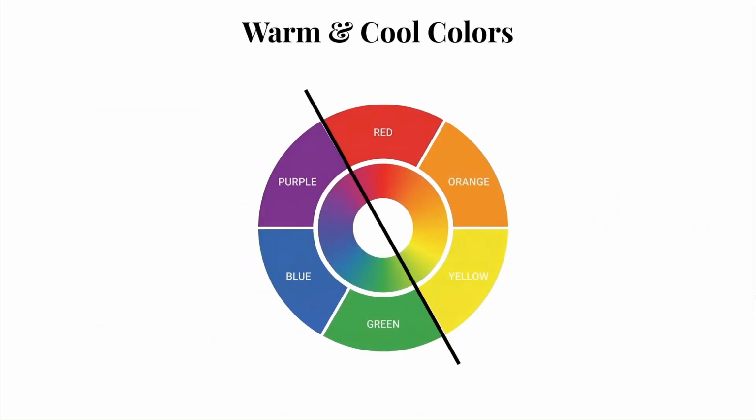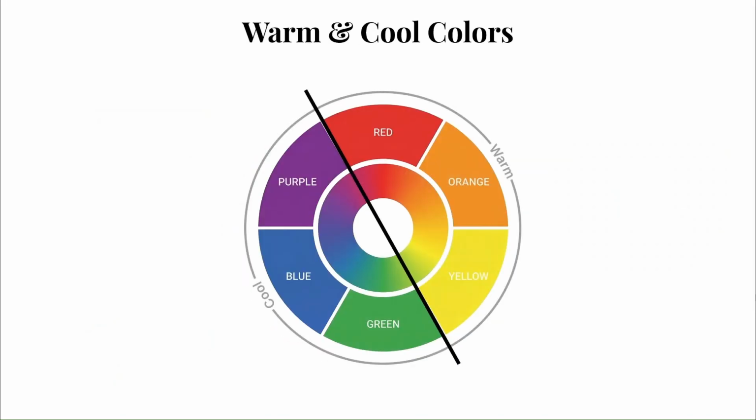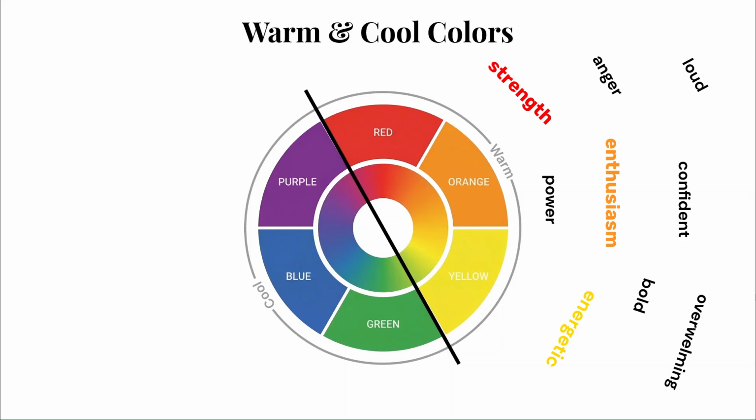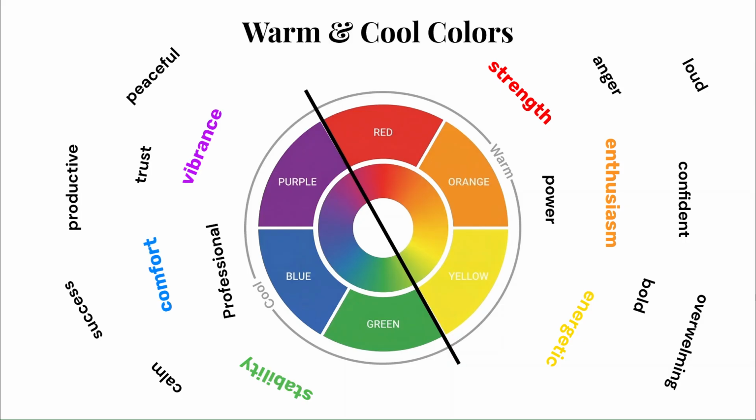When you cut the wheel in half, you get warm and cool colors. Warm colors like reds, oranges and yellows feel energetic and loud. Cool colors like blues, greens and purples feel calm and professional.